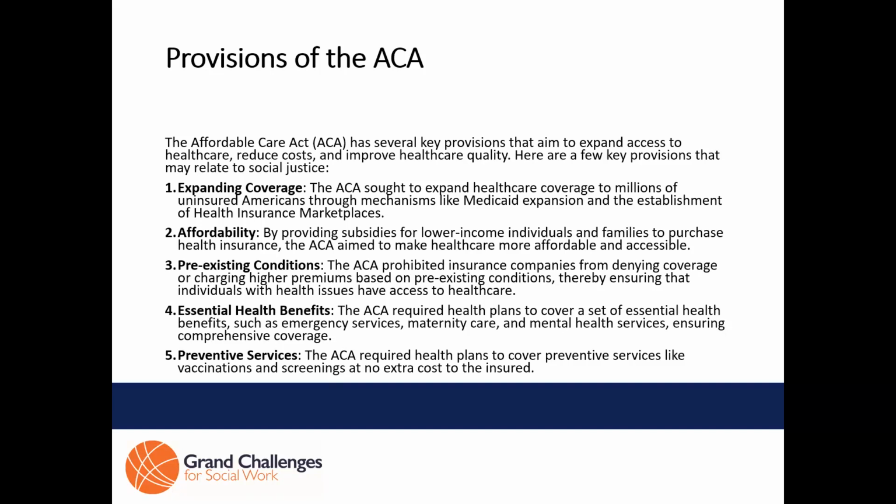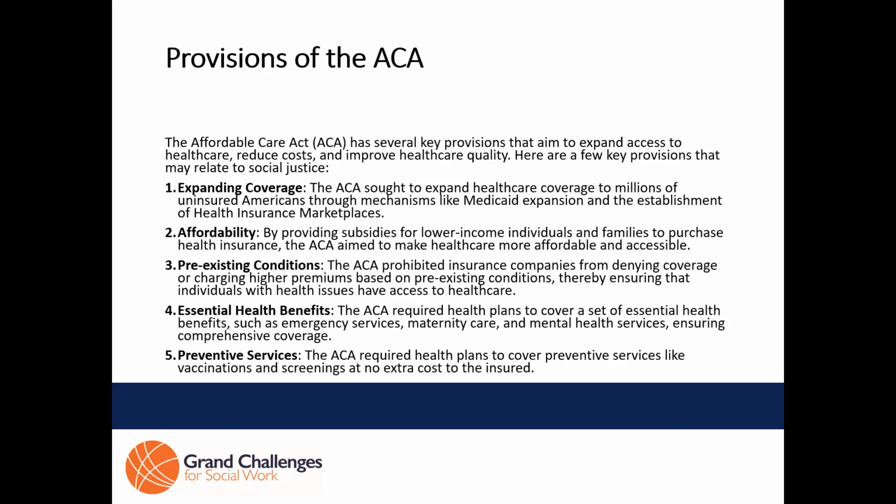Now, what it did was say, again, this is the text directly from ChatGPT 4: The Affordable Care Act has several key provisions that aim to expand access to healthcare, reduce costs, and improve healthcare quality. Here are a few key provisions that may relate to social justice. So expanding coverage, affordability, pre-existing conditions, essential health benefits, preventative services. So it pulled this stuff out. The reason why, actually, before I go into that.